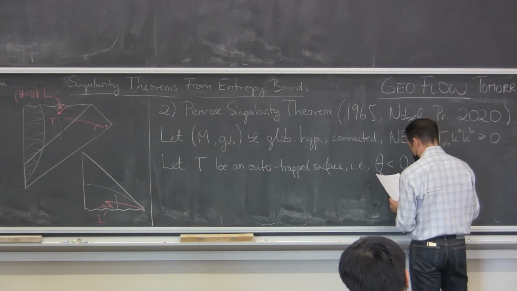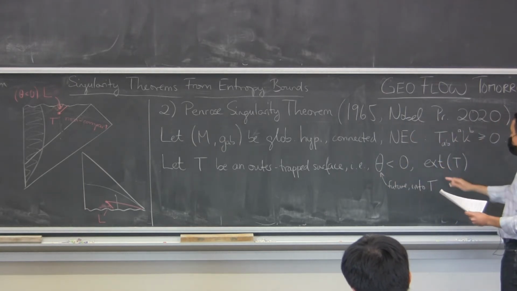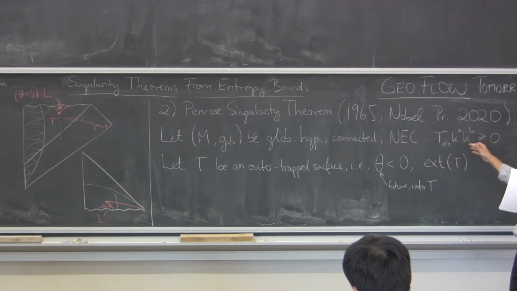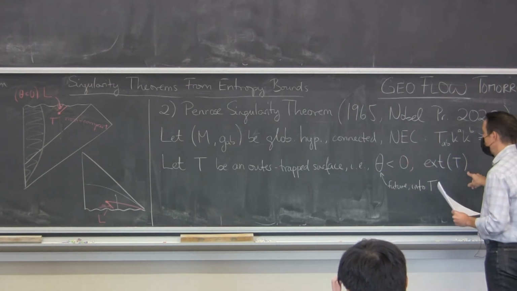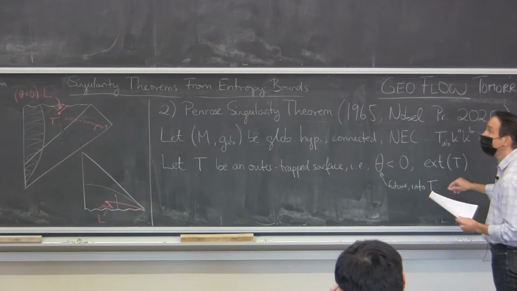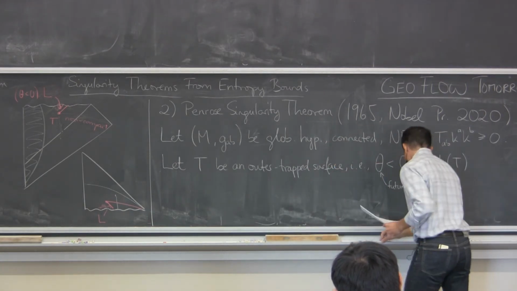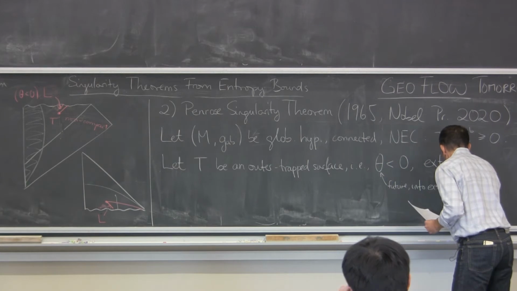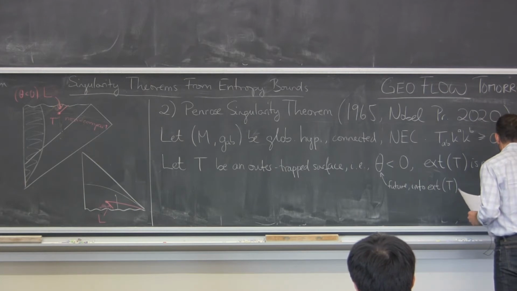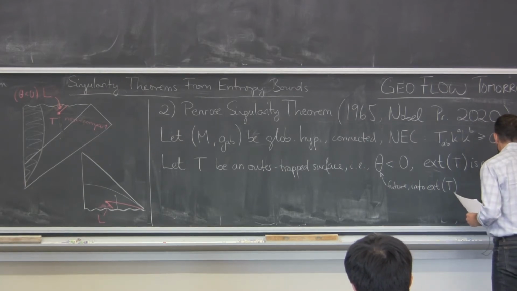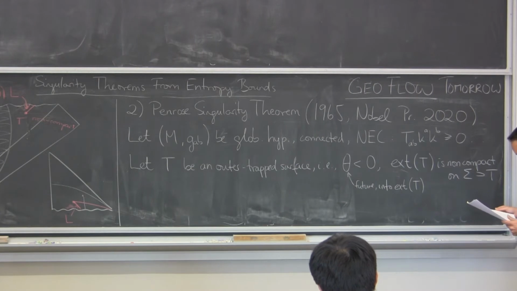And what we also want is that the exterior of T, by this I always mean that we think of T as dividing a Cauchy surface into two pieces. I don't care about the interior, whether it's compact or not, but I want the exterior of T to be non-compact on a Cauchy surface that contains T. Okay, so those are the assumptions.